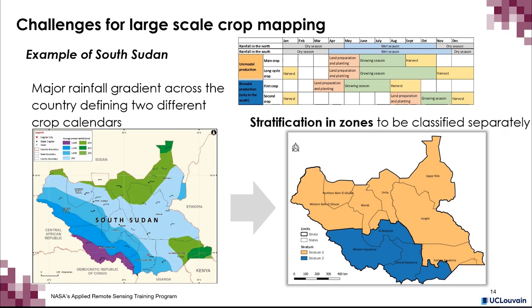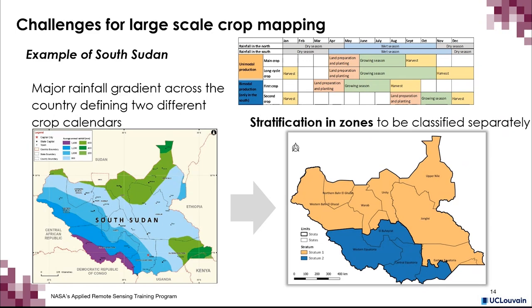We can understand that we cannot mix the maize from the second crop season in the southern part with the maize of the northern part. They will be at different stages for a given date. Therefore, the only way to proceed is to stratify the country into different zones.